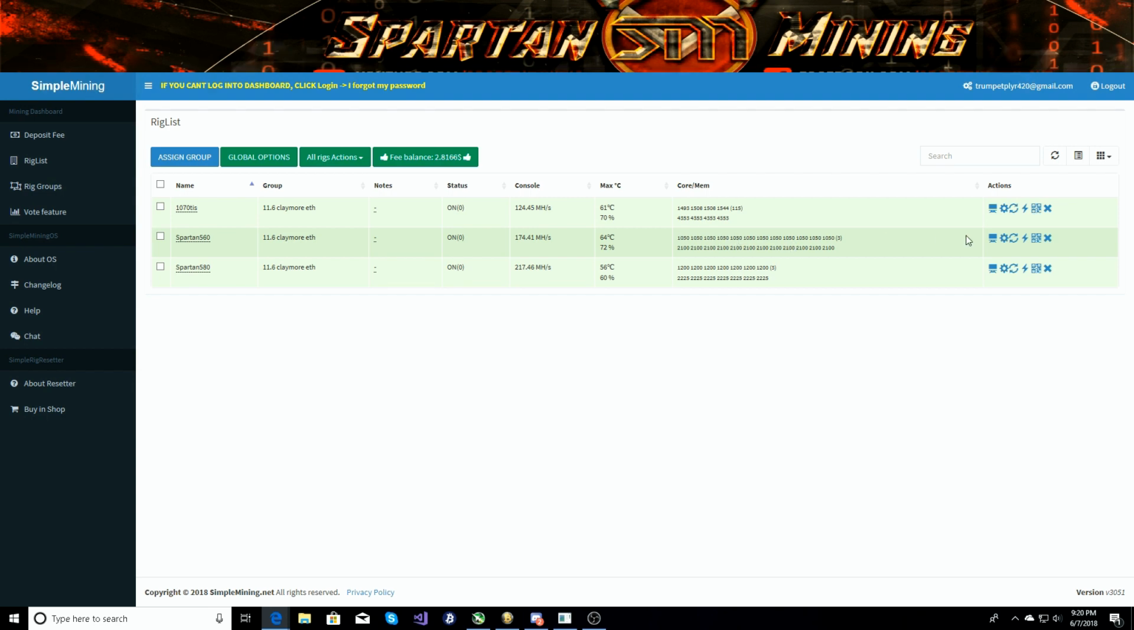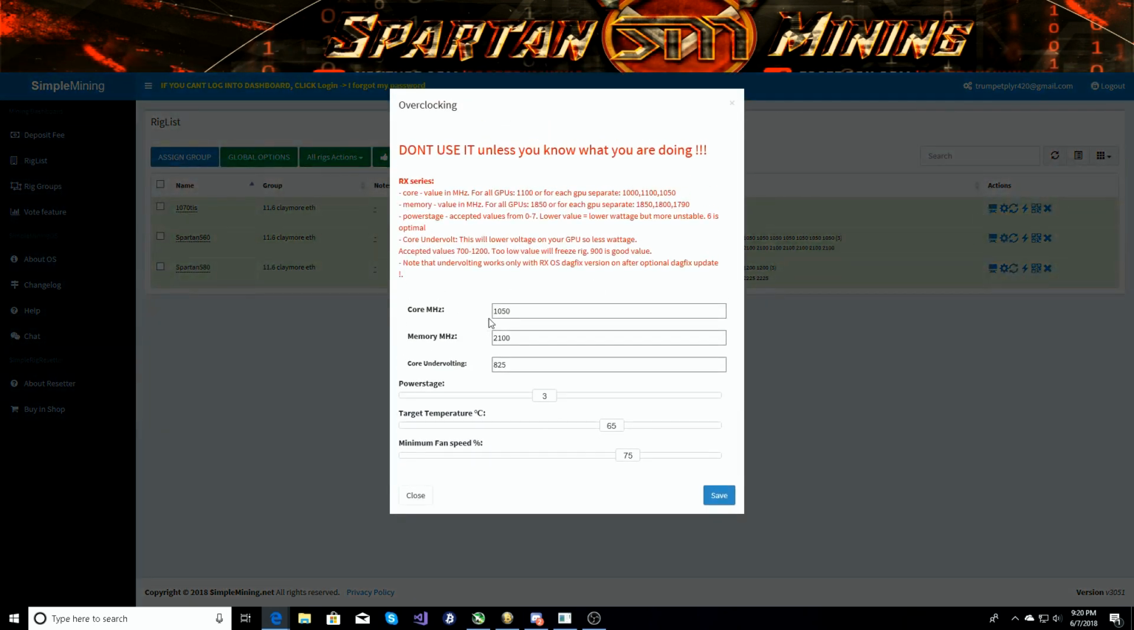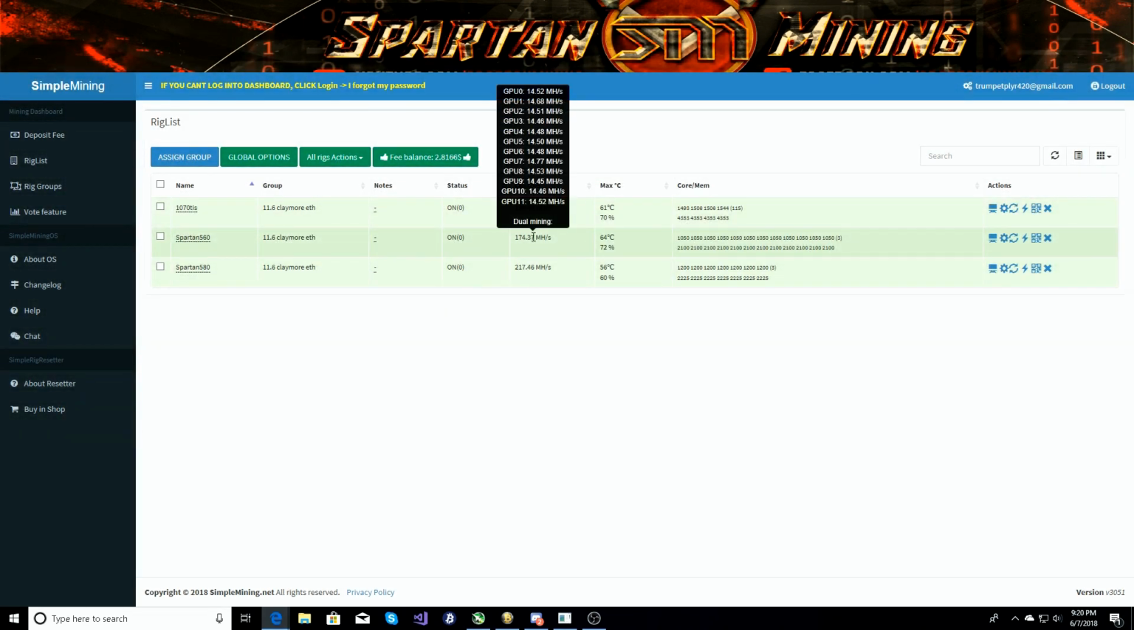And the overclock settings across the board are 1050 on the core, 2100 on the memory, and 825 on the core undervolt, 3 on the power stage. You can see the rest. Total power draw for these 12 cards, with risers and everything, running off of one power supply, a Corsair RM1000X, is 818 watts on Ethereum. So not too bad for getting almost 180 mega hashes.